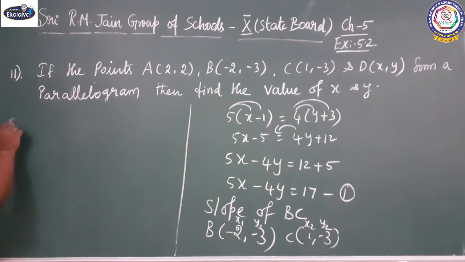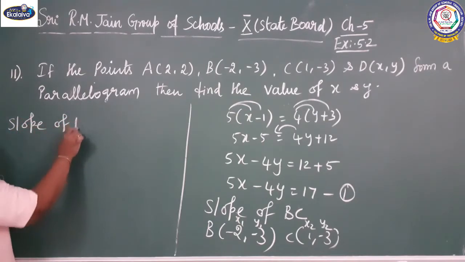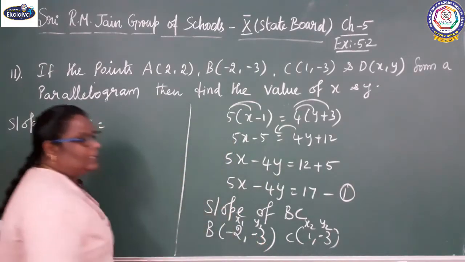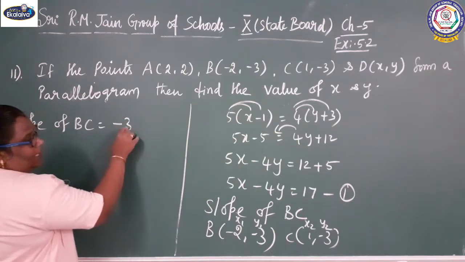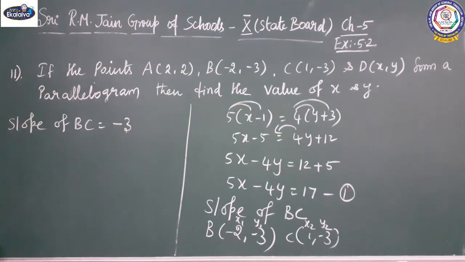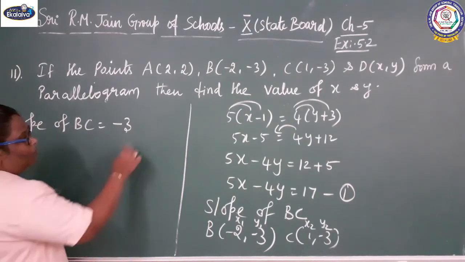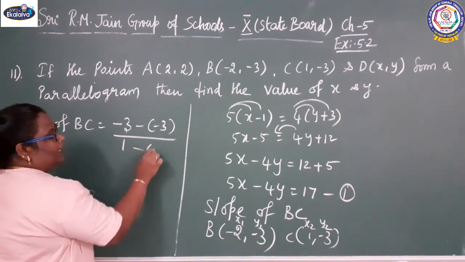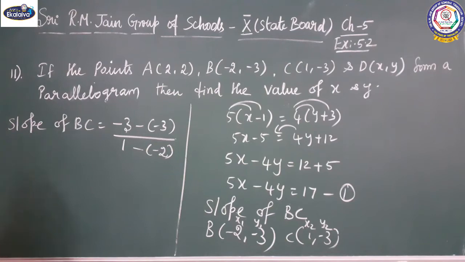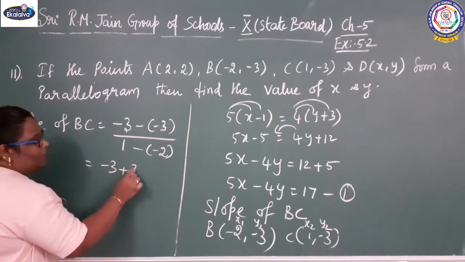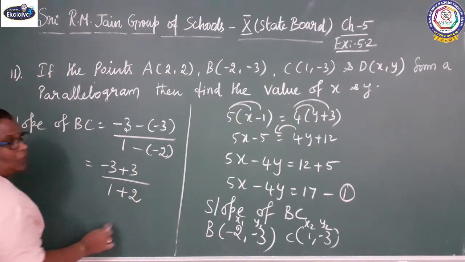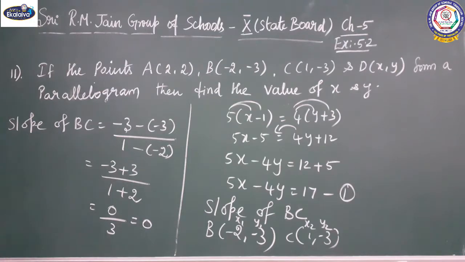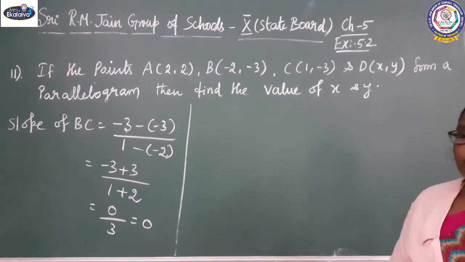See slope of BC. Slope of BC equal to the same way y2 minus y1 by x2 minus x1, that is minus 3 minus of minus 3 by 1 minus of minus 2. So it gives minus 3 plus 3 by 1 plus 2. It gives 0 by 3, the value equal to 0. Slope of AD.